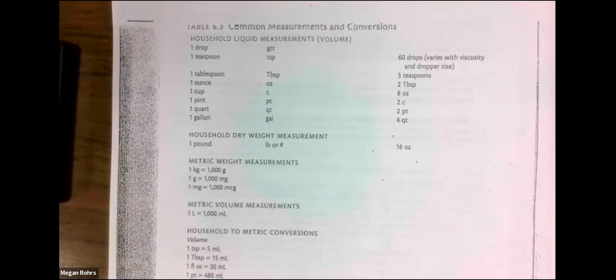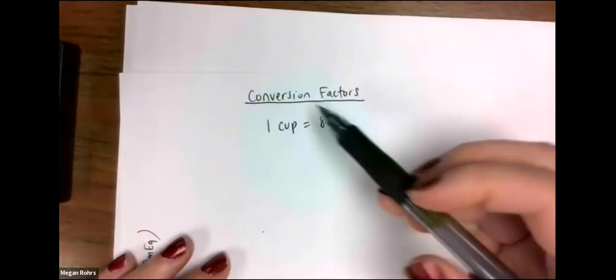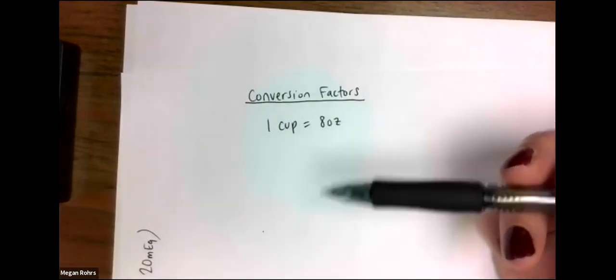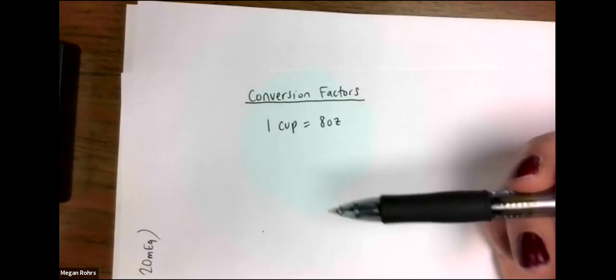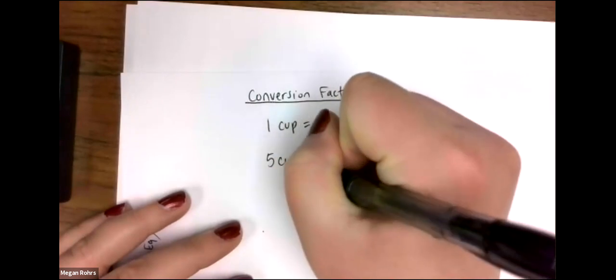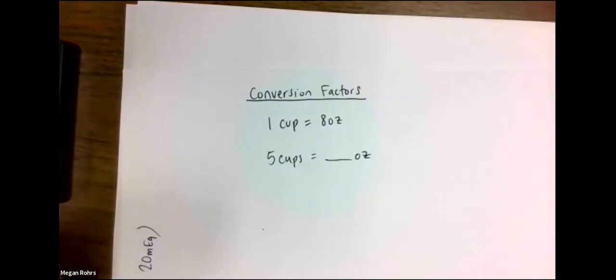So for example, 1 cup is equal to 8 ounces. So that is going to be what we consider to be a conversion factor. A conversion factor is just something that we know. It is given to us. And we can use that to solve for an unknown. So for example, if we were wanting to know how many ounces is 5 cups? Well, we can use this conversion factor to help us solve for that.